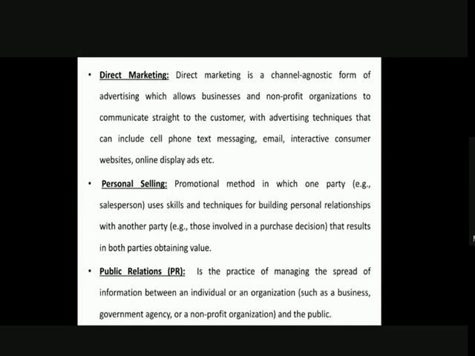Next we have personal selling. This is face-to-face selling, where the salesperson meets the customers directly and face-to-face interaction happens. The advantage of this is that any objections or problems with respect to the product or services will be solved immediately by the salesperson. Any doubts the customer may have can be easily cleared by the salesperson.